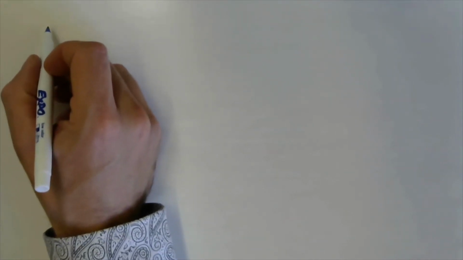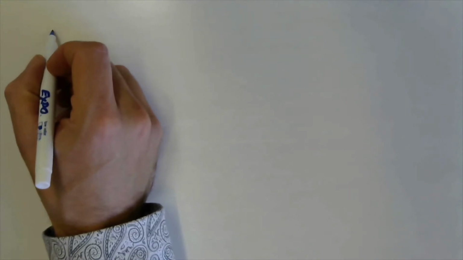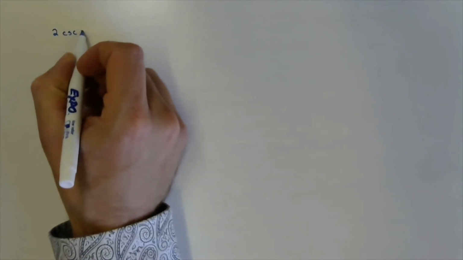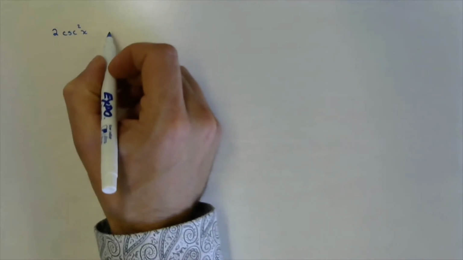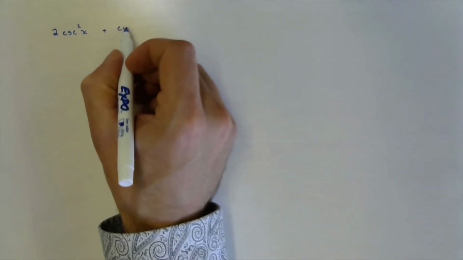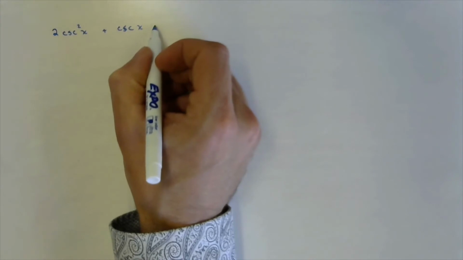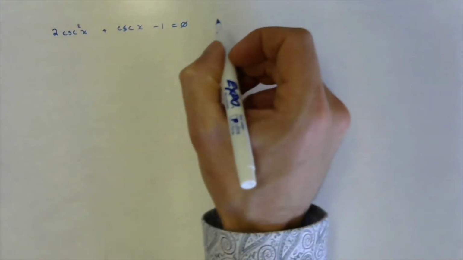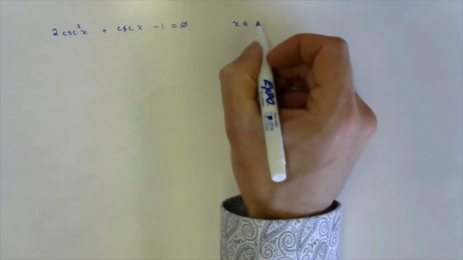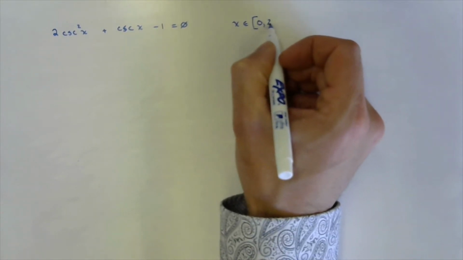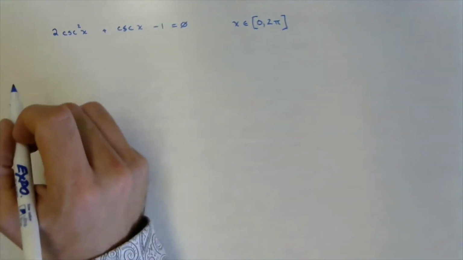Example 3, we have a slightly more difficult quadratic, and it is a secondary trig ratio. So there's another step involved. We'll write it down and we'll factor it. So we have 2 times the square of the cosecant of x plus the cosecant of x minus 1 equals 0. We're looking for the solutions that fall in the interval 0 to 2 pi, so 1 full revolution.